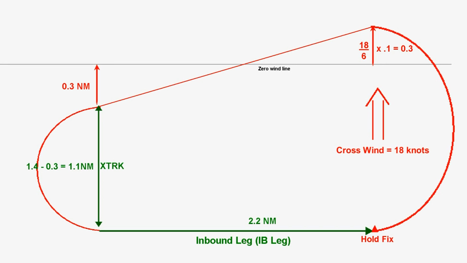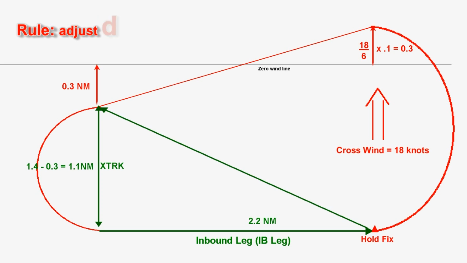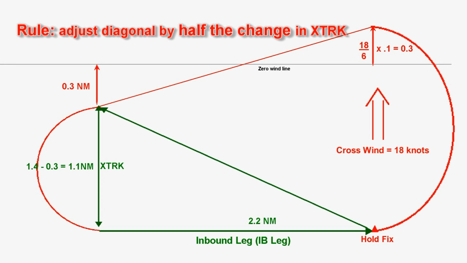As far as drift correction goes, it is exactly the same as last time, just under 3 times the inbound drift, so the same heading of 246 should work fine. Lastly, we must consider the diagonal. The zero wind diagonal is 2.6, remember, but since we have reduced the cross track, we must reduce the diagonal.